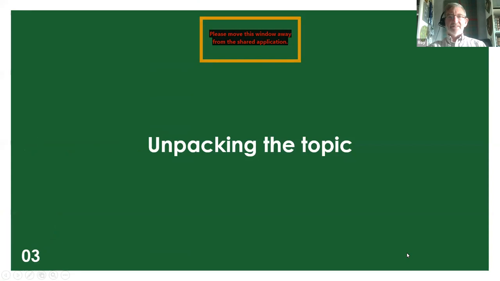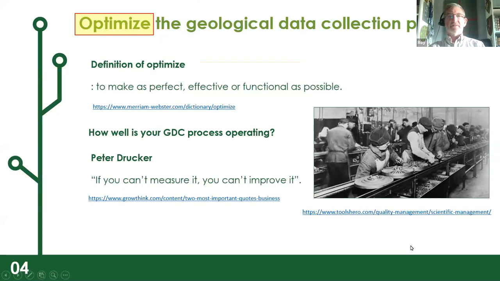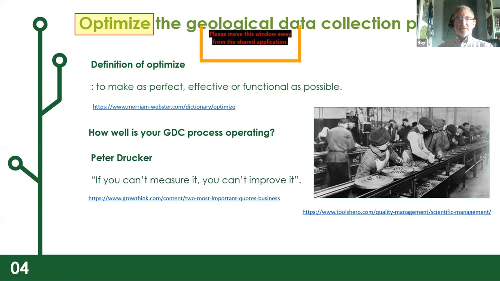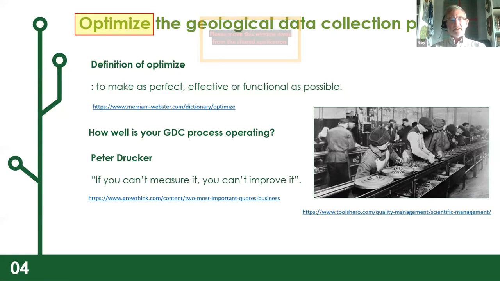So first of all, let's look at unpacking the topic. So if we look at a dictionary definition of what is optimize, this is a good one from Merriam-Webster, which is one of the good online dictionaries. It says to make things as perfect, effective, or functional as possible. And one of the things about exploration and mining, it's extremely difficult to make it perfect. So let's not worry about that. But what we want to try and do is make it as effective and as functional as possible. So you can ask that question, how well do you think your geological data collection process is operating?